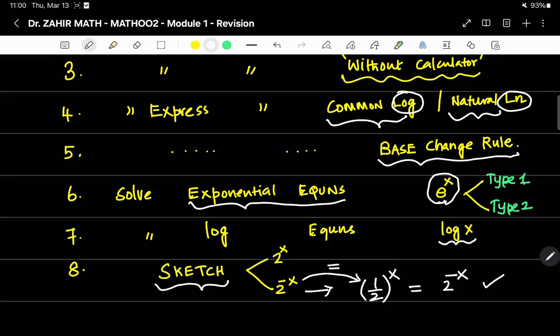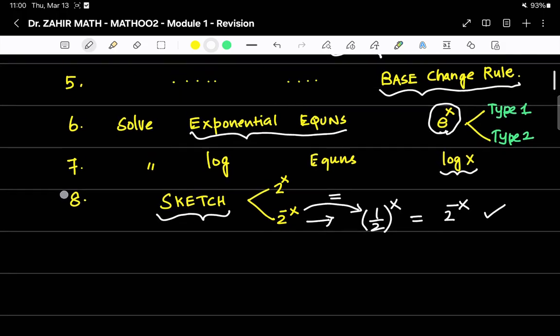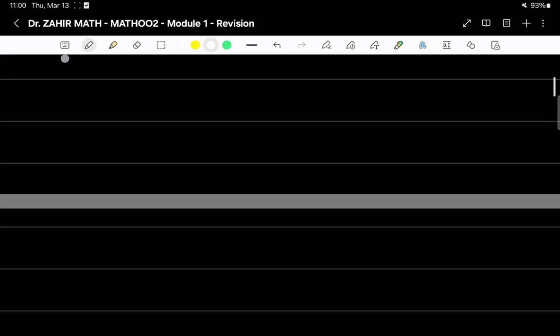So this and this are going to become the same. Understand? So total 8 concepts, or 8 points, or you can say 8 types of problems, or 8 types of rules you should know in module 1. If you know all these things, you are master in module 1. Understand? Okay, let's start the questions.